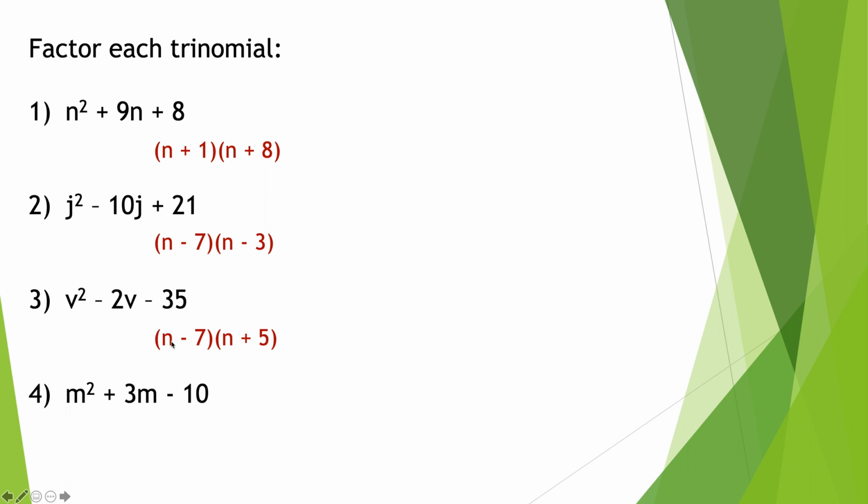Let's just do a quick mental check back. N times n is n squared. N times 5 is 5n. Negative 7 times n is negative 7n. 5n's and negative 7n's do add up to negative 2n's. And negative 7 times 5 is negative 35. Okay. Now you try the last one, number 4. A little stop and start action.